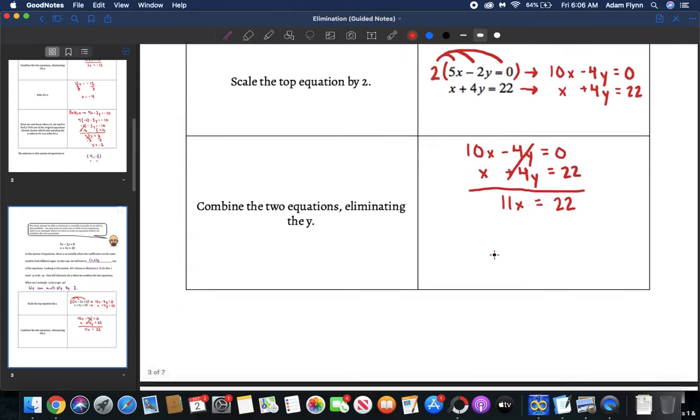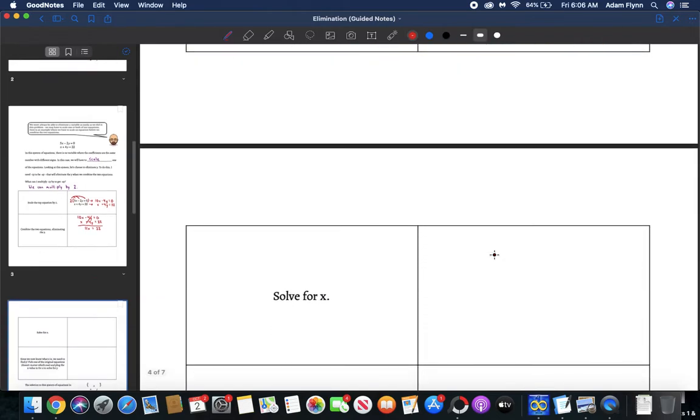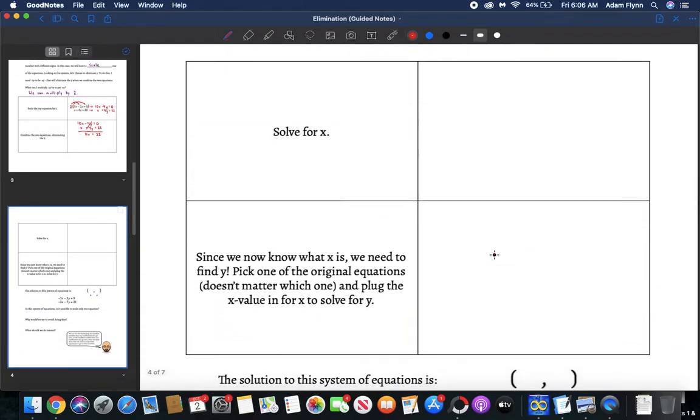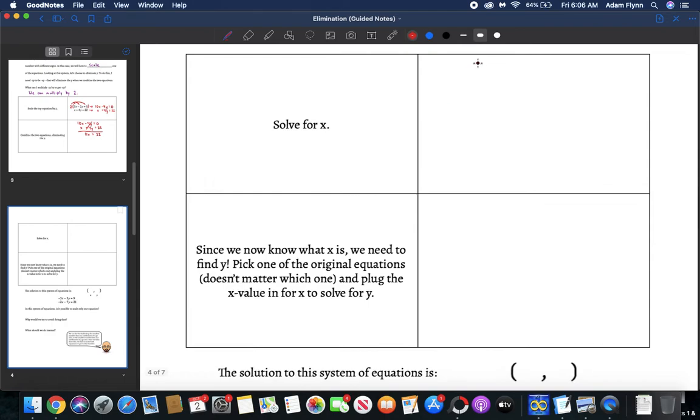From here, I will scroll down and solve for x. So I have 11x equals 22. So obviously to solve for this, I need to divide both sides by 11. The 11s are going to cancel. So I get x equals 22 divided by 11, which is 2.